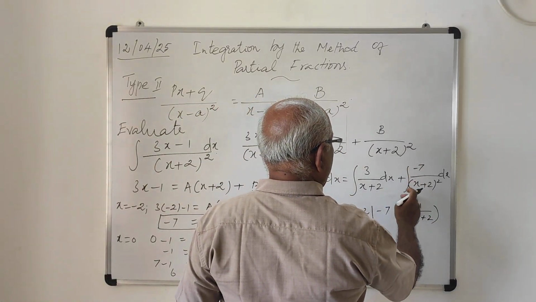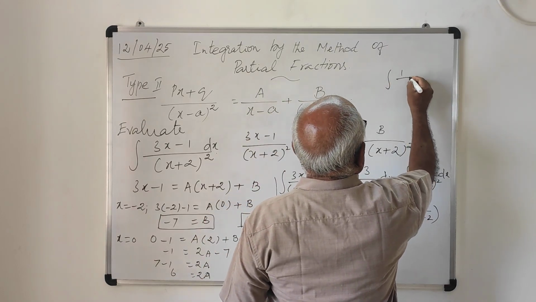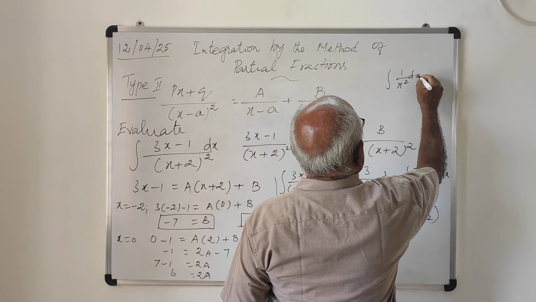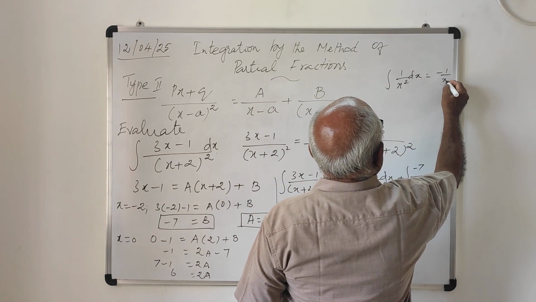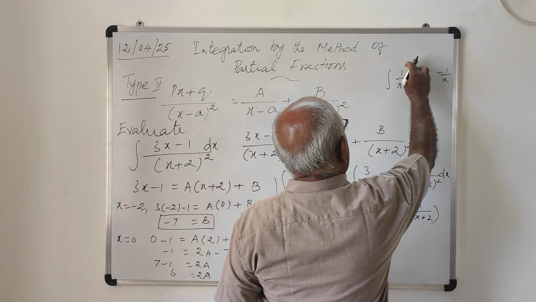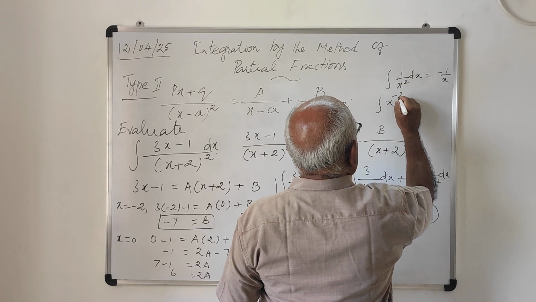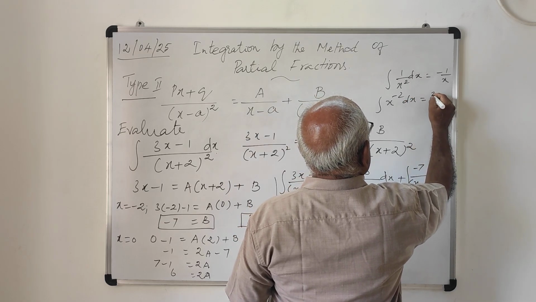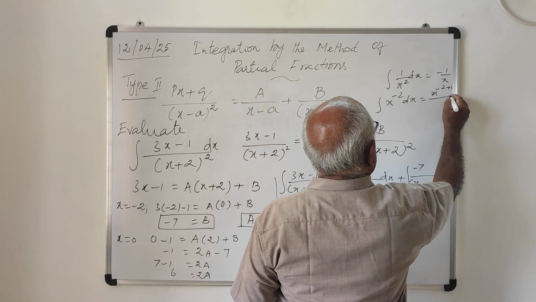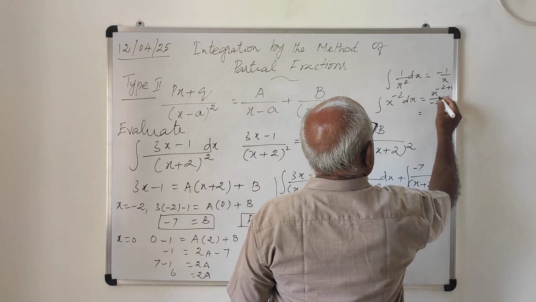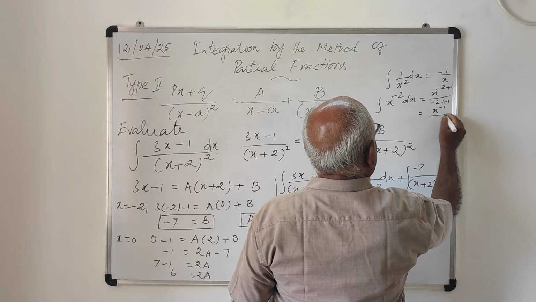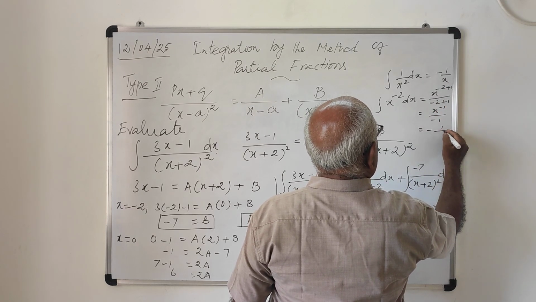You know the formula for the integral of 1 by x square. What is the integral of 1 by x square? It is minus 1 by x, because x power minus 2 integrates to x power minus 2 plus 1 by minus 2 plus 1. This is x power minus 1 by minus 1, that is minus 1 by x.